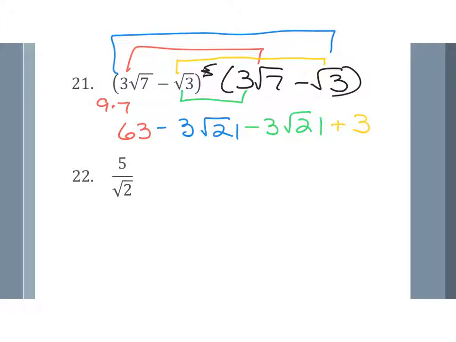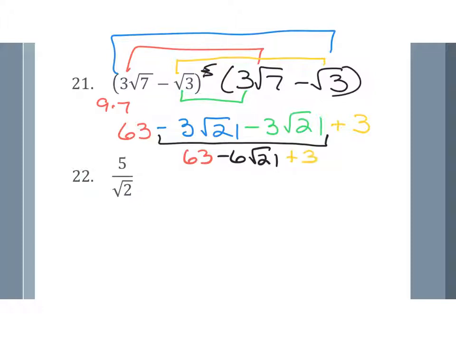Negative times negative. I now am going to go back and combine my like terms. Remember before when we did the other problem, these canceled. These don't cancel. Again, remember you only add the numbers outside. So the 63, rewrite it. The middle is now negative 6 square root 21, and then the end number is a plus 3.